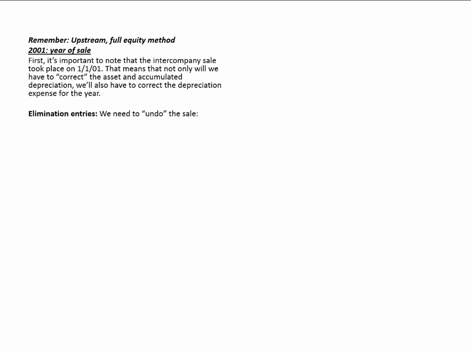So for our elimination entries, we need to undo the sale. And again, the equipment originally cost $100,000. It's on Big's books at $30,000, so we have to increase equipment by $70,000. Next, we have to reinstate Little's accumulated depreciation. When they sold that asset on January 1st, they would have eliminated their accumulated depreciation account. We need to put that back on the books. And third and finally, we need to eliminate that $10,000 loss on sale. Again, that loss on sale is a debit. It's being reported on Little's income statement, and so we will eliminate it by crediting loss on sale.